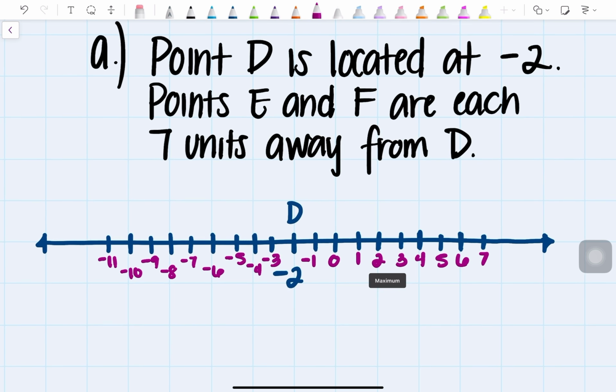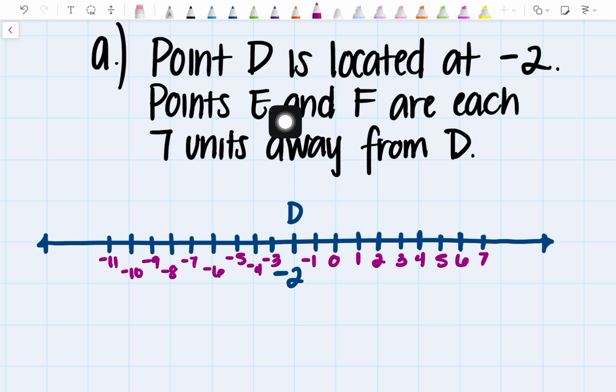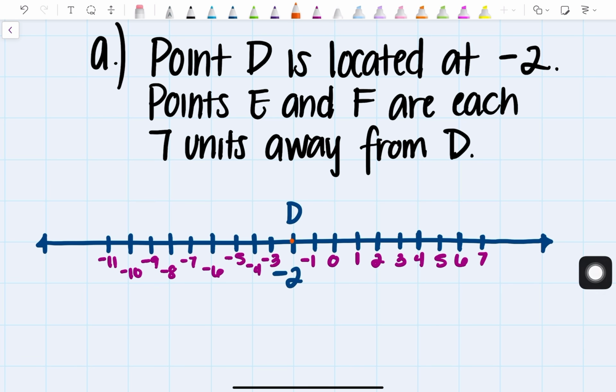Now, from here in this case, guys, if I want to locate point E and F, I have to count 7 units away from D to find those points. So I'm going to start on the right-hand side. I'm going to go 1, 2, 3, 4, 5, 6, and 7, which means my new point F is going to be 7 units away, and that's me counting it. Let me erase that first.